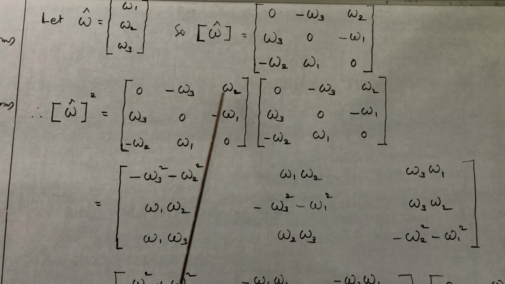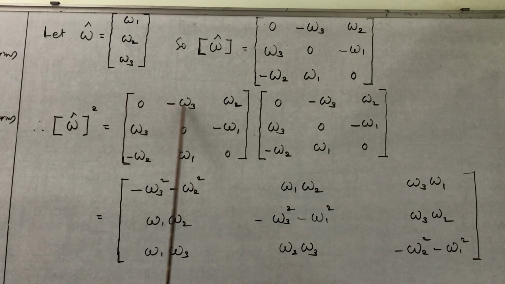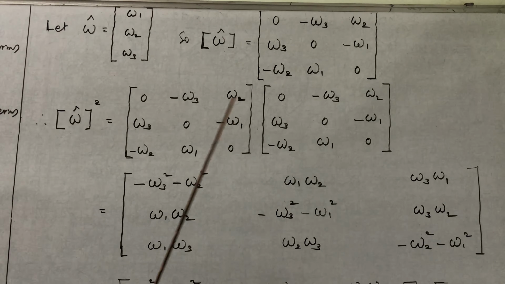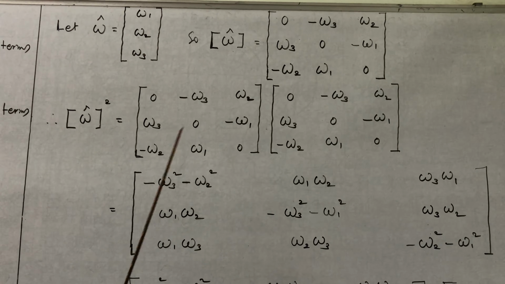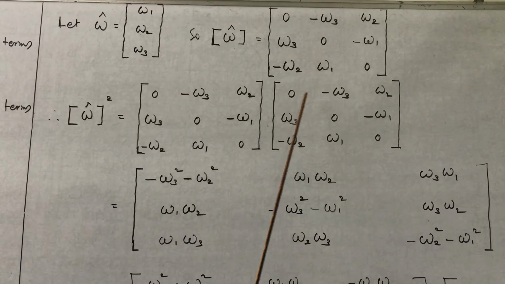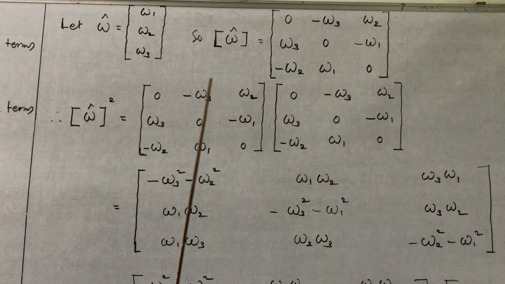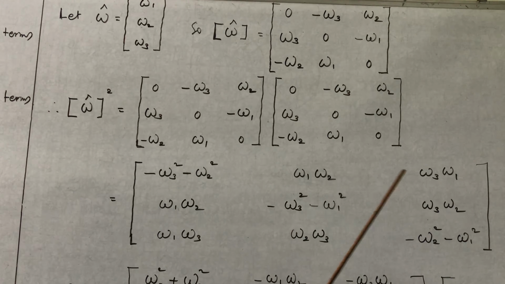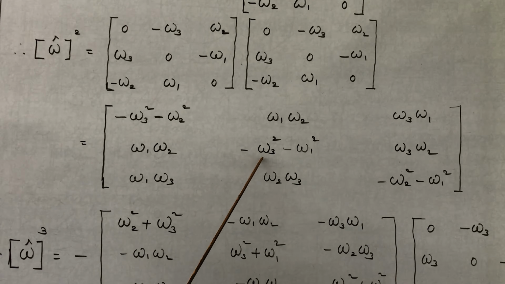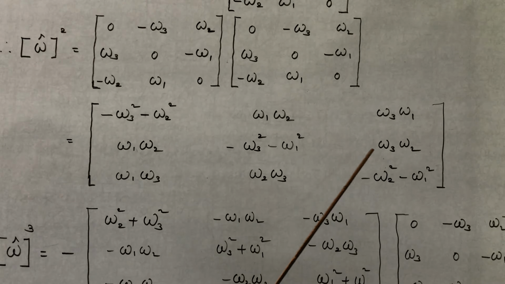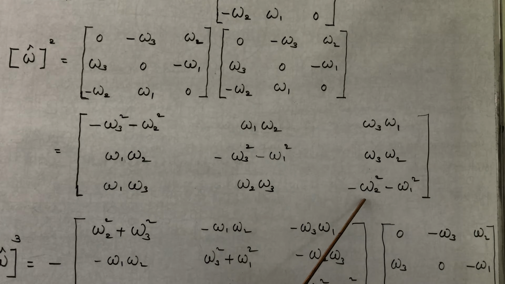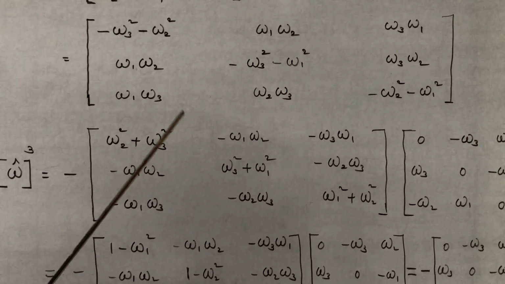Now multiplying this, first row, first column; first row, second column; first row, third column. So 0 into 0, minus omega 3 square, minus omega 2 square. First row, second column, 0 into this 0, 0 into this 0, omega 1 omega 2. Similarly, omega 3 omega 1, omega 1 omega 2, minus omega 3 square, minus omega 1 square, omega 3 omega 2, omega 1 omega 3, omega 2 omega 3, minus omega 2 square, minus omega 1 square.